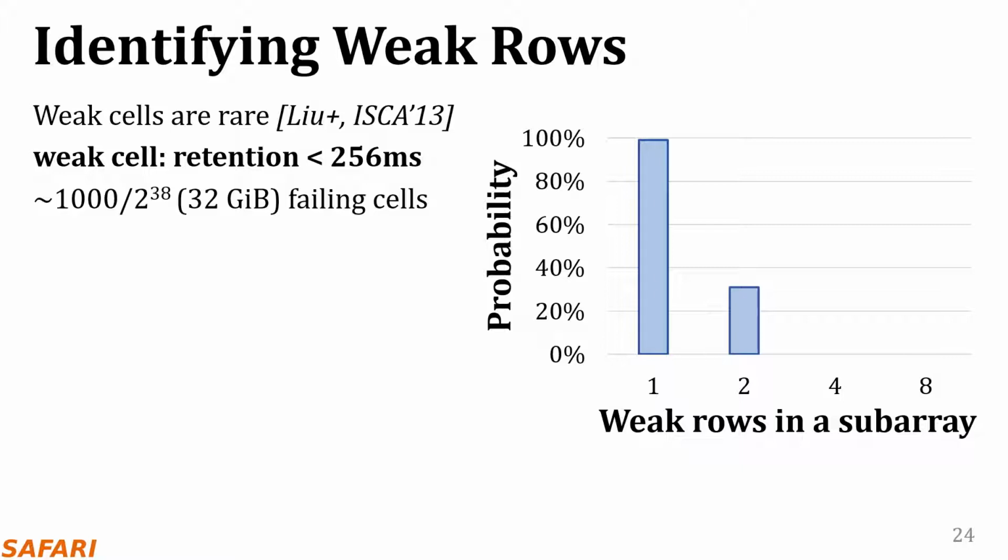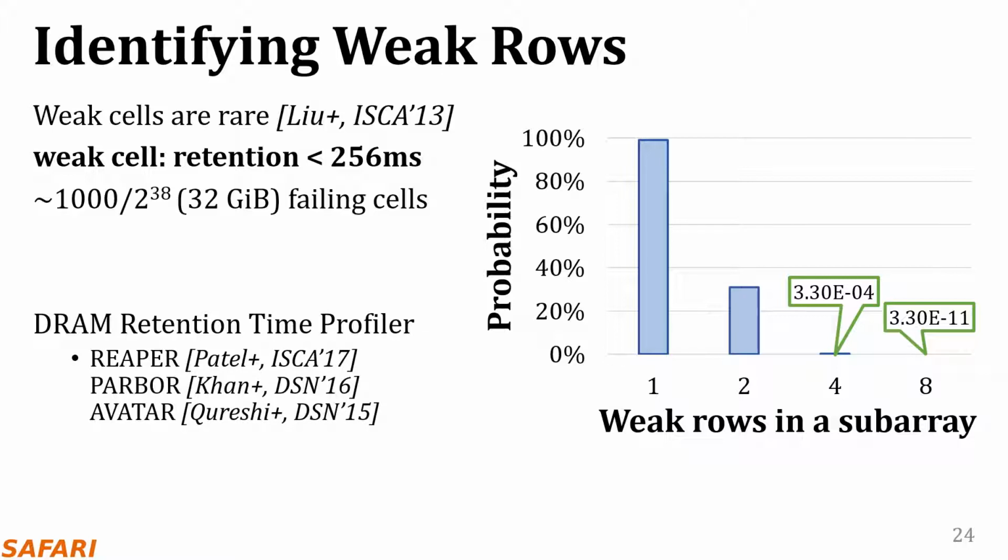Although the probability of having a subarray with at least 1 or 2 weak rows is quite high, the probability rapidly decreases when we consider more weak rows. This motivates that even a small number of copy rows in a subarray are very likely to be sufficient to remap all weak regular rows.